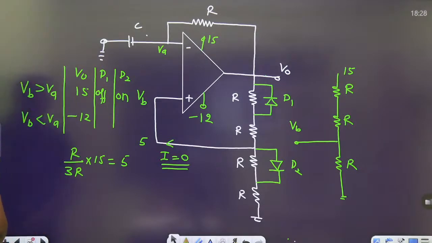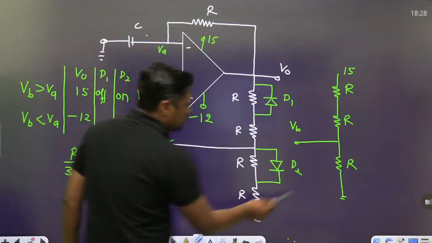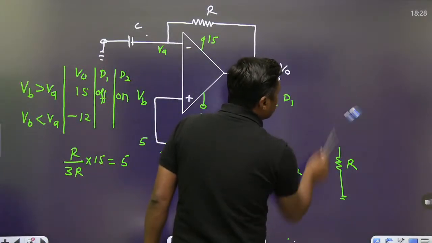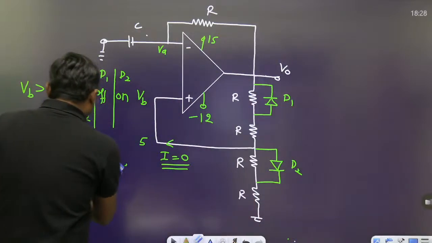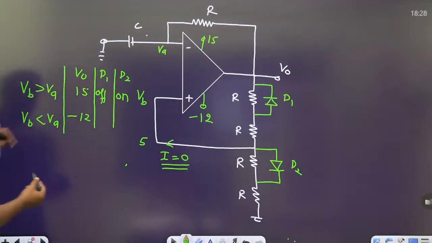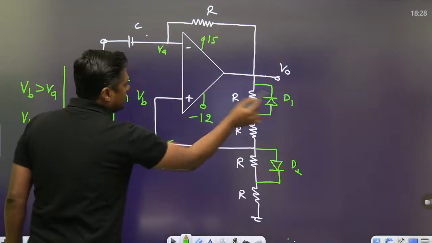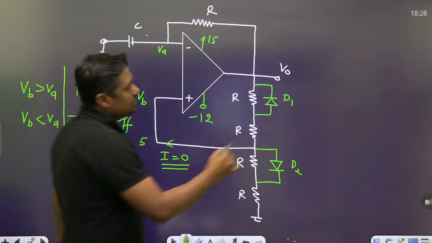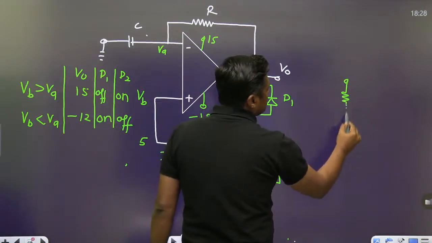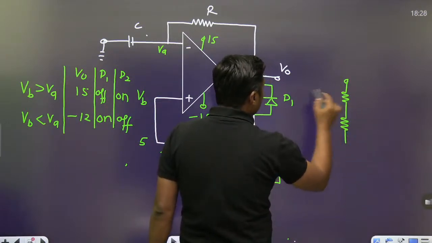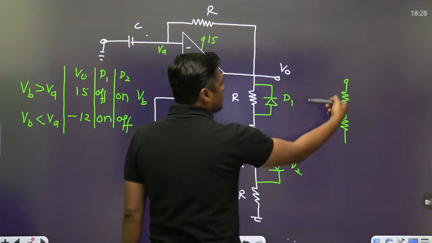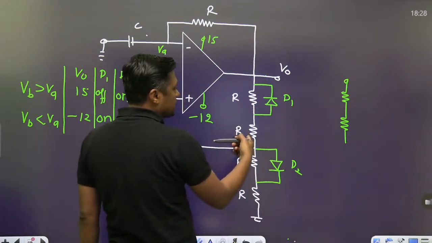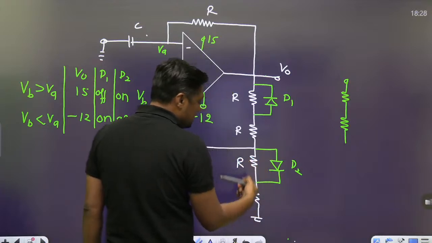आप देखिए, एक तो आ गया 5 वोल्ट. जब आप दूसरा केस लेते हैं, it is minus 12 volt. Because of this minus 12, this D1 is on, D2 is off. Then this is on. It will be short circuited. This resistor is short circuited. We are considering this resistor.